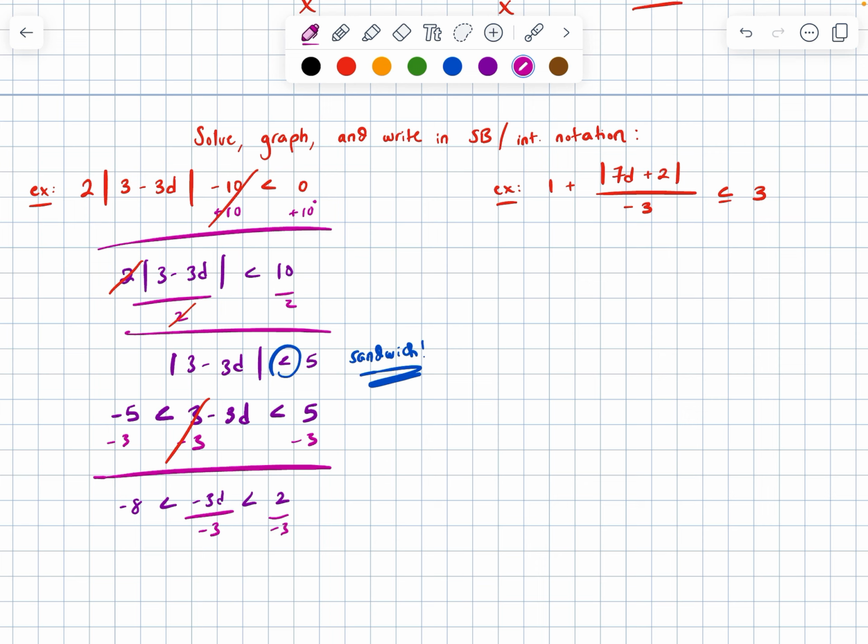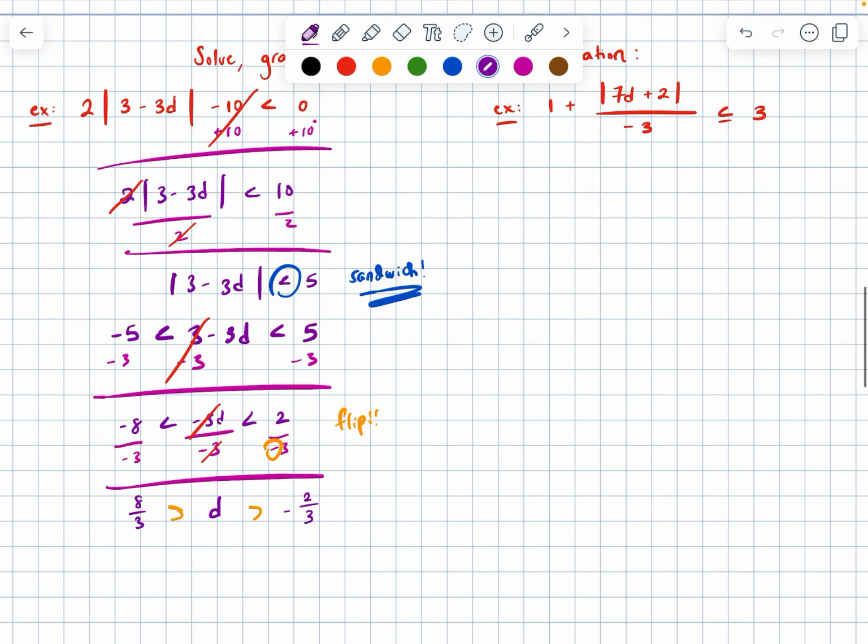Last move, we'll divide all 3 of our parts by negative 3. I divided by negative 3, so I need to flip my inequalities. So this is going to become 2 greater than symbols. In the middle, my negative 3's went away. I'm left just with d here. Negative 8 divided by negative 3, a negative divided by a negative, would be positive 8/3. 2 divided by negative 3 would be negative 2/3.